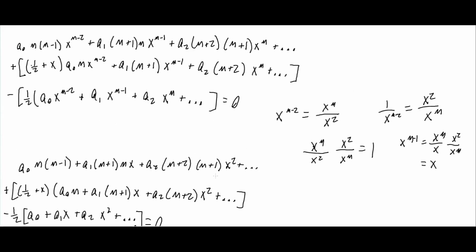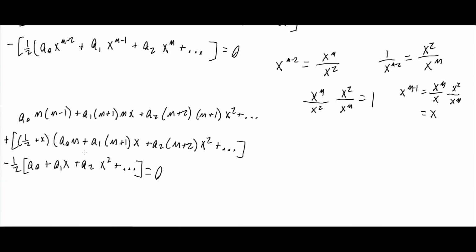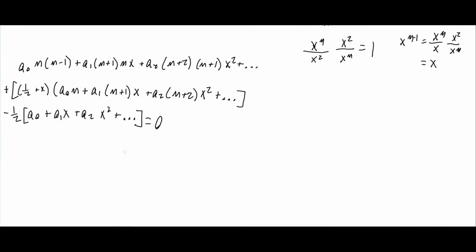And so just by dividing every term by this x to the m minus 2, we took this and simplified it down, got rid of those exponents and everything, and ended up with something like this.